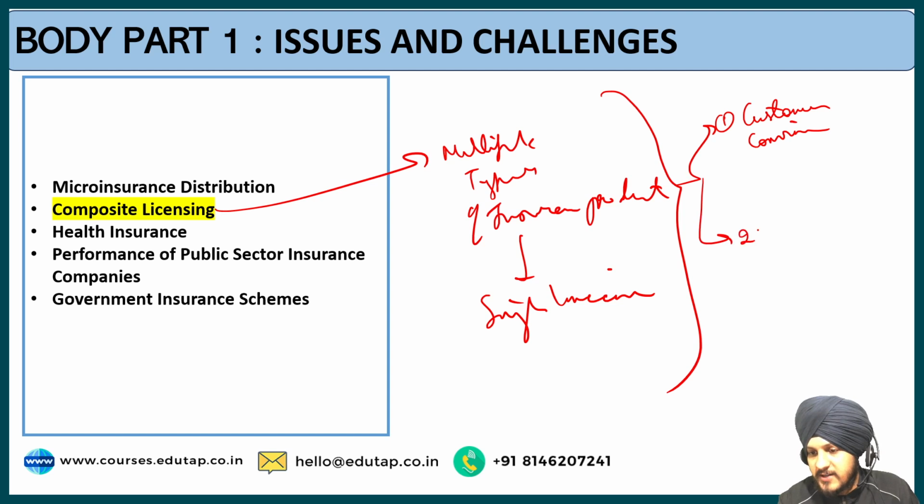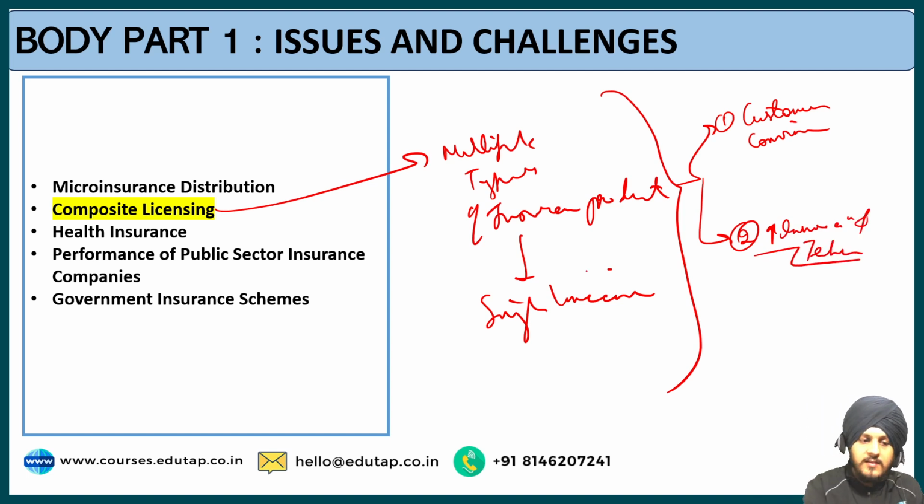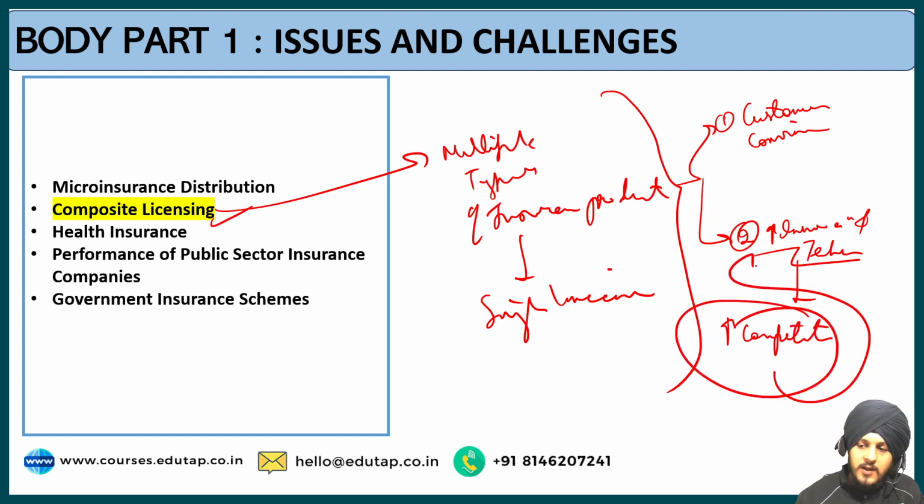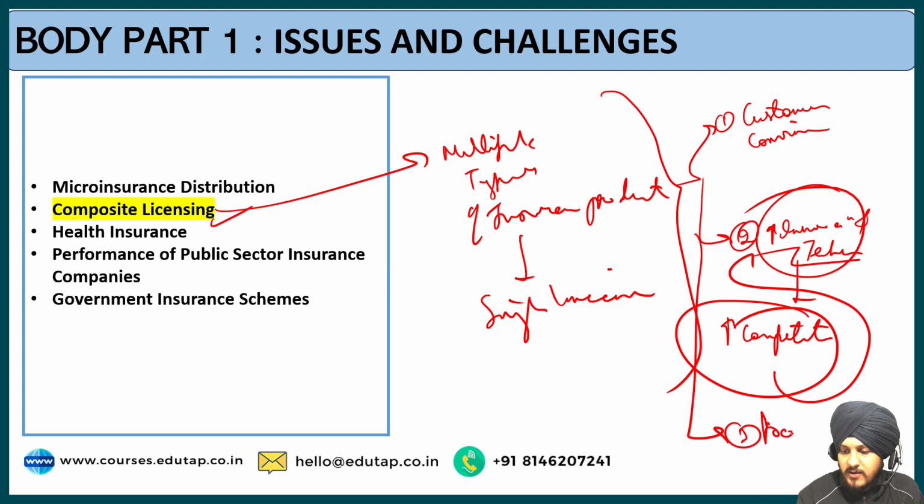The second advantage can be that it can increase or foster innovation and technology. How? Because once composite licensing is allowed, it will lead to an increase in competition among the different insurance companies, and that will lead to promotion of innovation and technology in the whole sector. Another advantage can be product integration with respect to insurance by different companies. So these can be different advantages that can be there because of composite licensing.